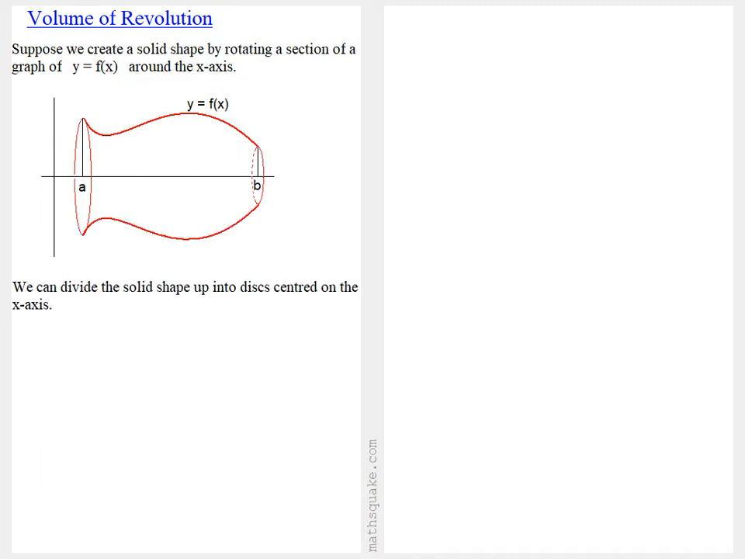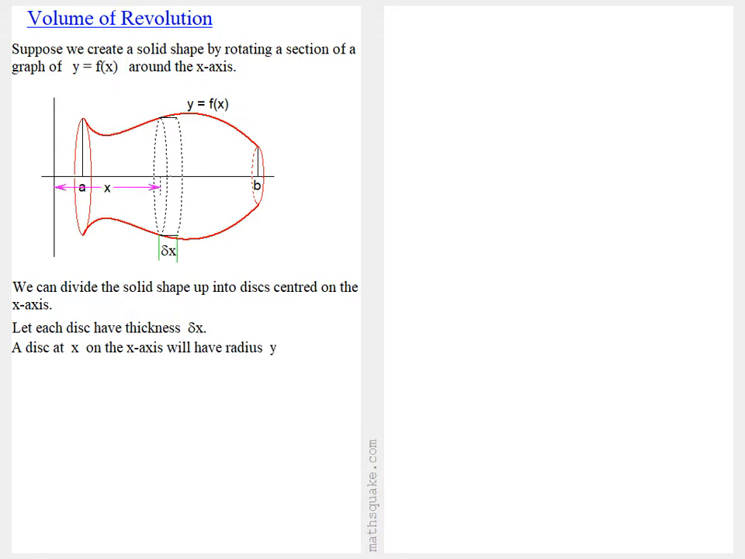Now, to find the volume, we can divide the solid shape up into discs centered on the x-axis. We can let each disc have thickness delta x. So a disc at x on the x-axis will have a radius y, where y is equal to f of x. Now the volume of the disc will be pi r squared h, where r is the radius, and in this case is equal to y, and h is the thickness, which in this case is delta x. So the volume of the disc will be pi y squared delta x.